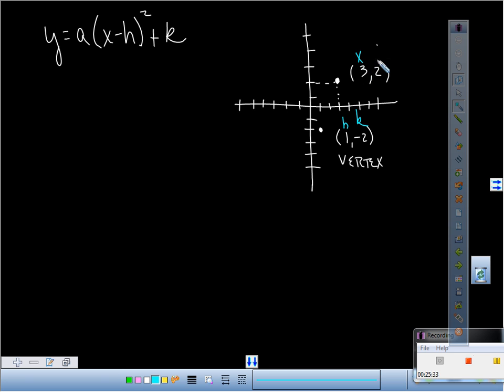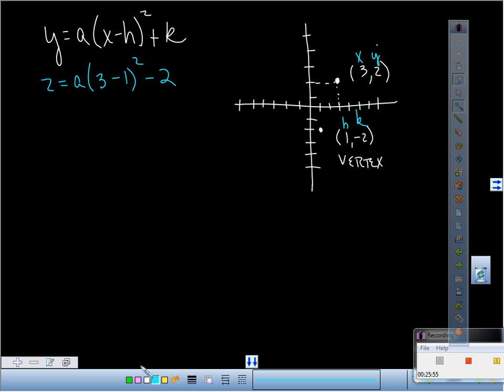X and y. And now I'm just going to plug them all in. What's y? It's equal to, what's A? Unknown. Yeah, that's A. We don't know it. If we knew it, we wouldn't be working this hard. Okay? What's X? 3 minus 1 squared. 3 minus H, which is 1, quantity squared. What's K? So minus 2.